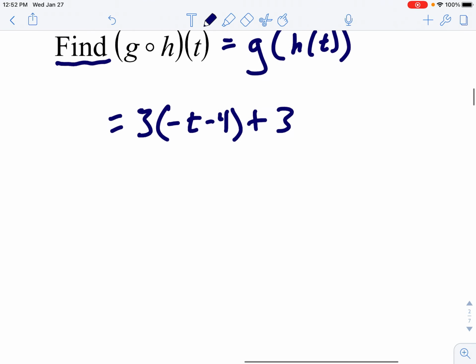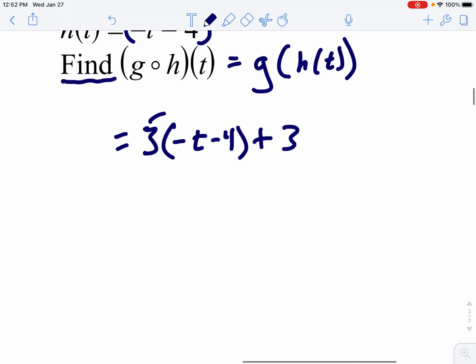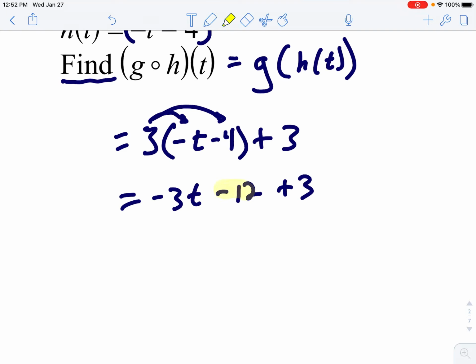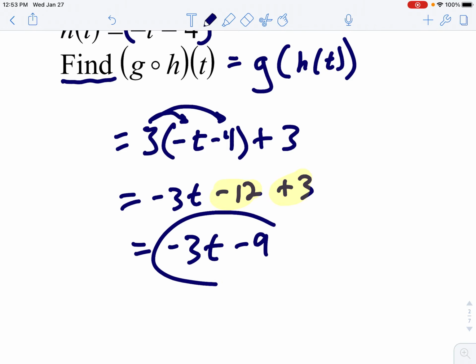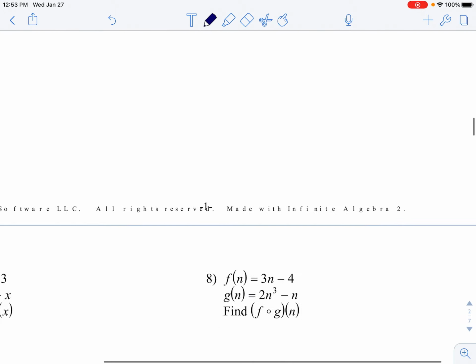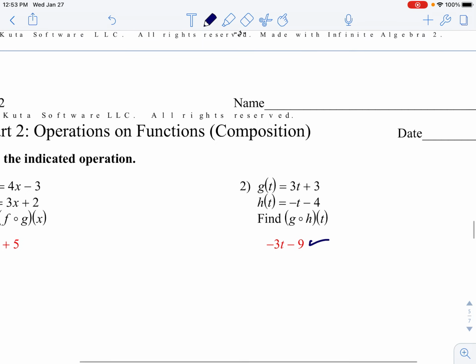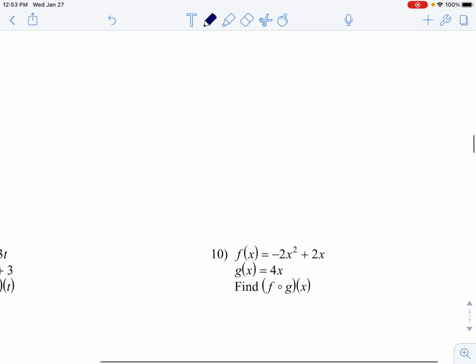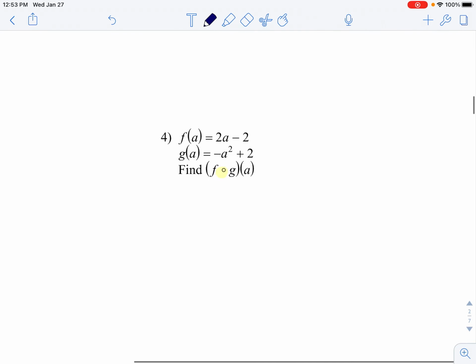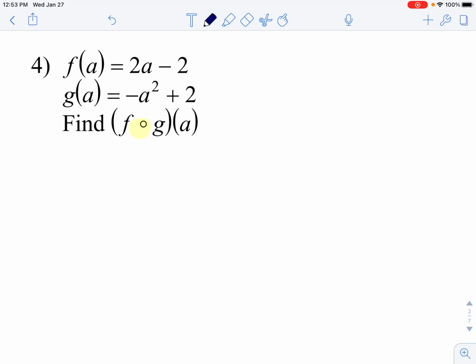Now, if I check this, will it be the answer? No, you can still simplify this. So distribute the 3, you get negative 3t minus 12 plus 3. And then the minus 12 plus 3 go together, you get negative 3t minus 9. That should be the result for number 2. Right there, negative 3t minus 9. Most of them stay around the same level of difficulty, and then we throw one in there that's kind of a pain to have to do.